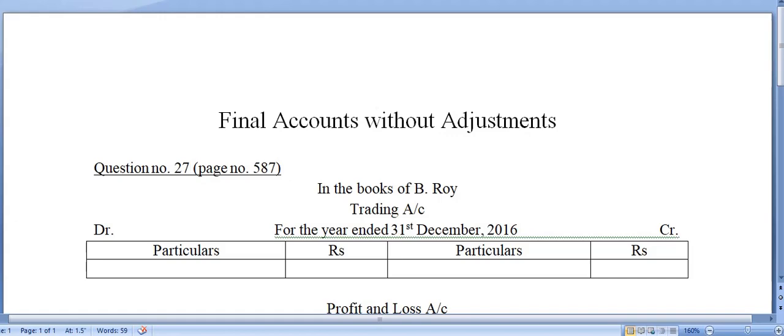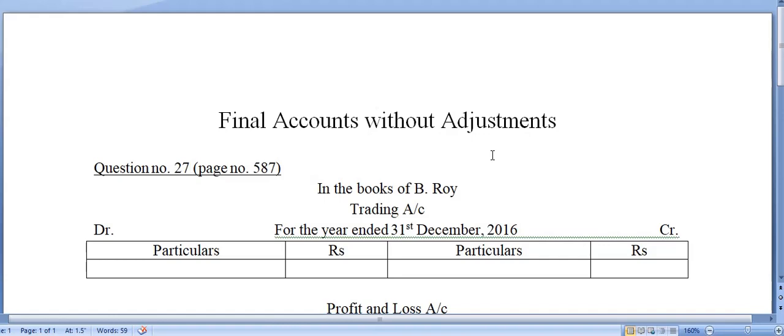Okay, children, now we can start with numerical questions of final accounts without adjustments. In this chapter, you need to prepare trading account, PL account, and balance sheet. But before you solve these given numerical questions, you have to go through the PDF, and you should know the basic concepts.